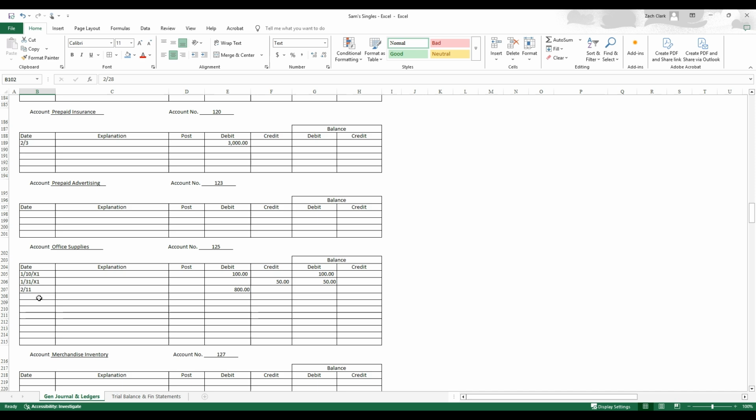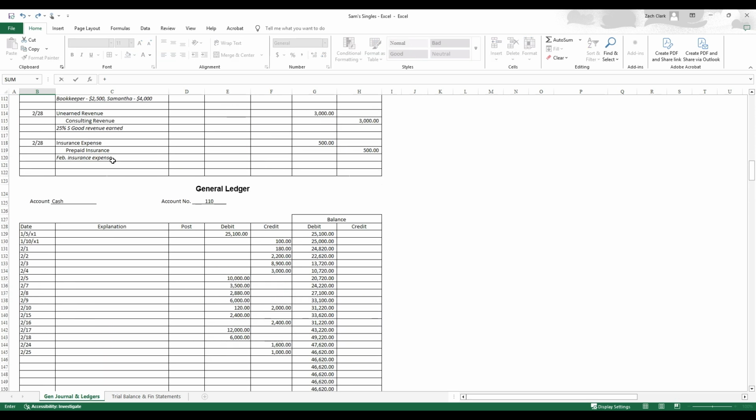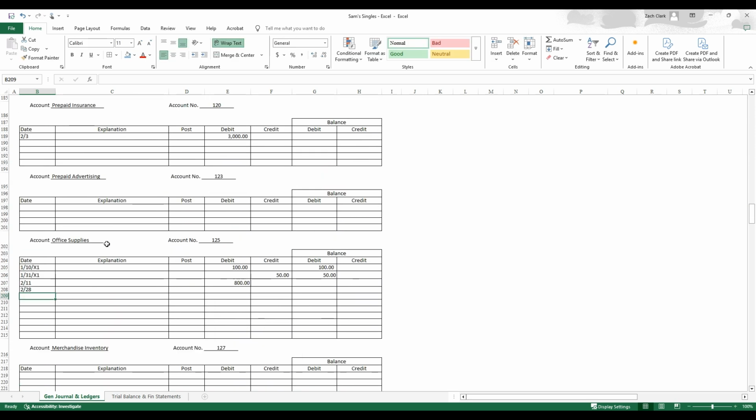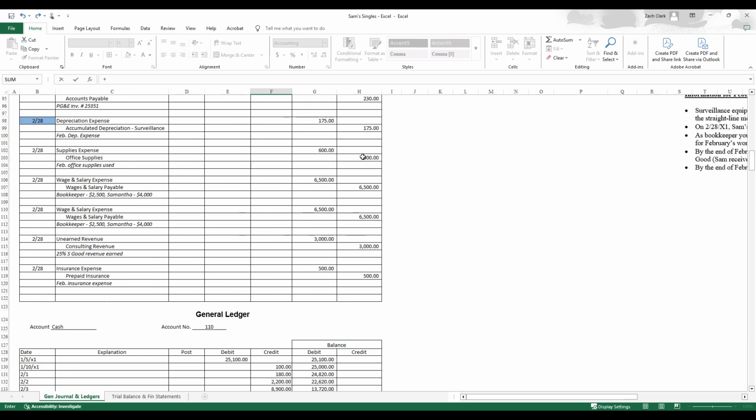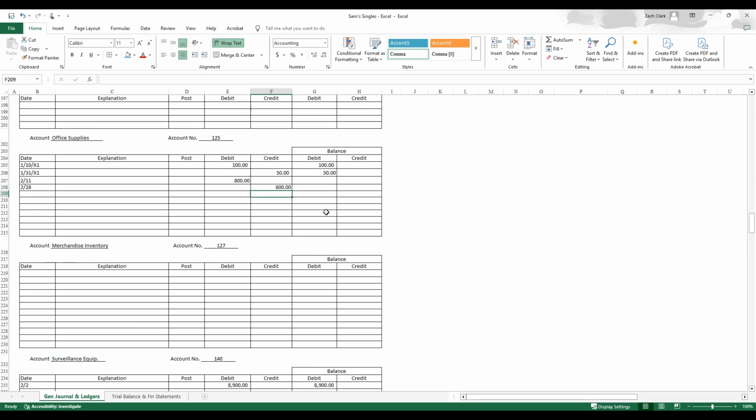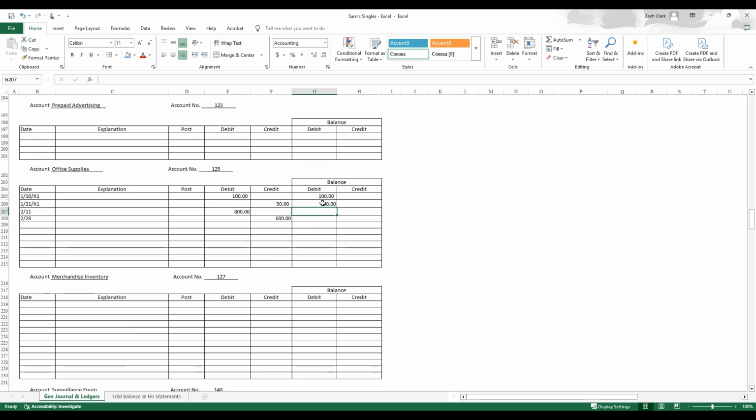Well, here's what I was talking about before. We want to reduce our office supplies down to 200. So we're going to do a $600 credit to office supplies. And let me update our running total here. So we had a $50 beginning balance plus that debit to give us $850. Ooh, and you know what?